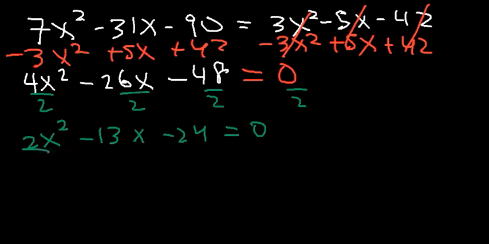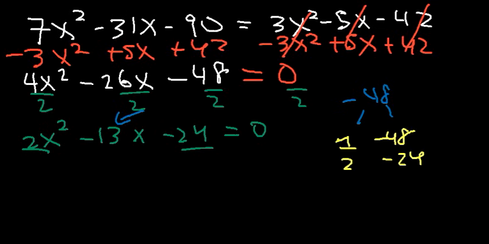So we need two numbers that multiply to, let's see, 48. 2 times negative 24, that's a negative 48. But that doesn't add to the middle term, negative 13. So if we divide 48 by 1, we get negative 48. If we divide it by 2, we get negative 24. If we divide it by 3, we get negative 16. If we divide it by 4, we get negative 12. And notice that 3 plus negative 16 is negative 13. So those are the numbers that we need.